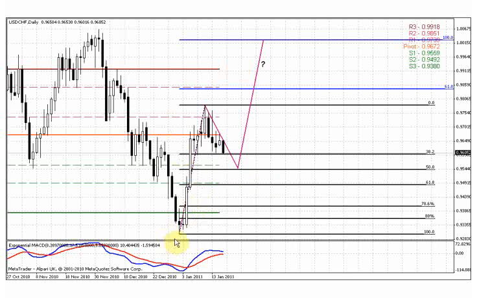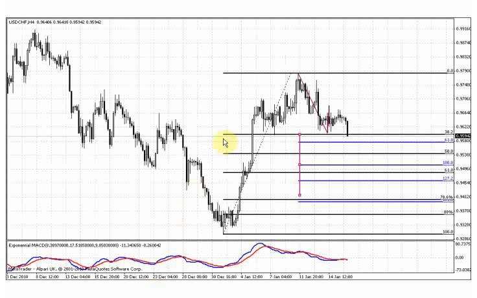Currently we can see this ABCD pattern with the target of 100% expansion very close to the previous high. So right now this at least coincides with the MACD predictive failure pattern on the weekly time frame. Now on the 4-hour chart, we currently see the development of a head and shoulders pattern to the downside.